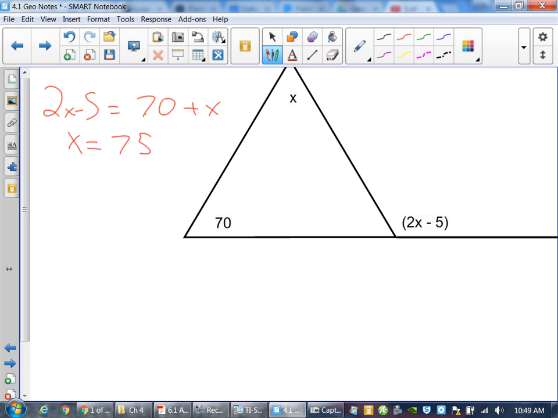So again, notice if that's 75, what's 75 and 70? 145. What is the supplement to 145? What's 2 times 75? 150 minus 5. Hooray, math. That's how these things work.